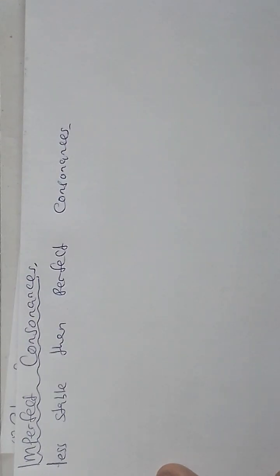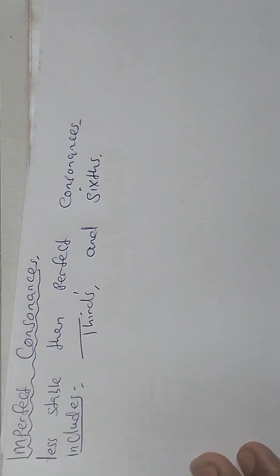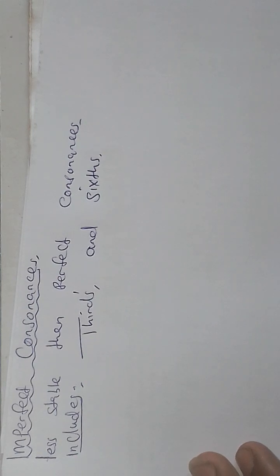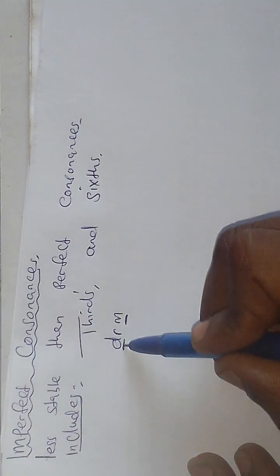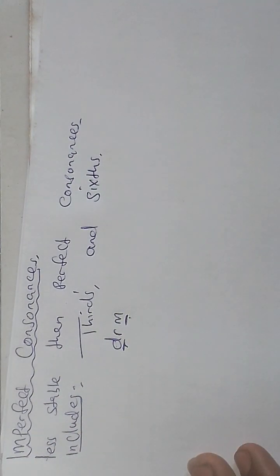An example of a third: we have do, re, mi. When you play do and mi, they form a third. Re, mi, fa. Re and fa form a third. Do, re, mi, fa, sol, la. As shown on the screen, they form an interval of a sixth. Re, mi, fa, sol, la, ti. Re and ti form a sixth.